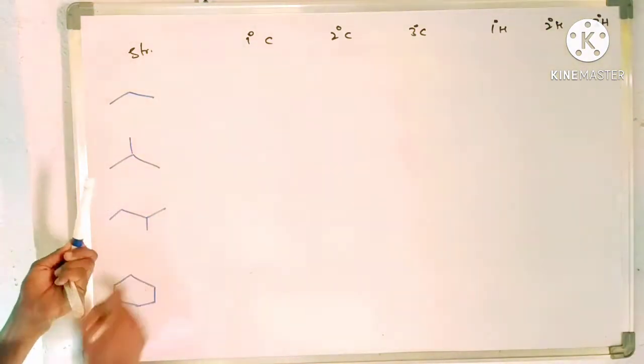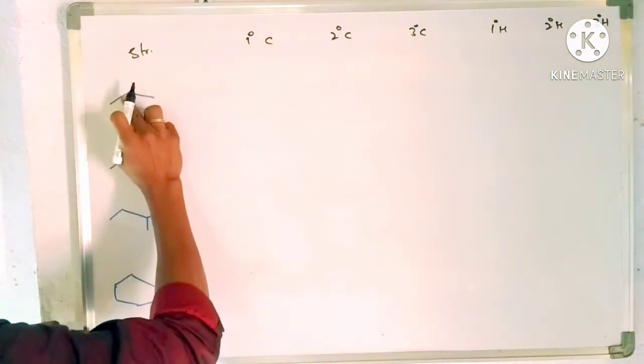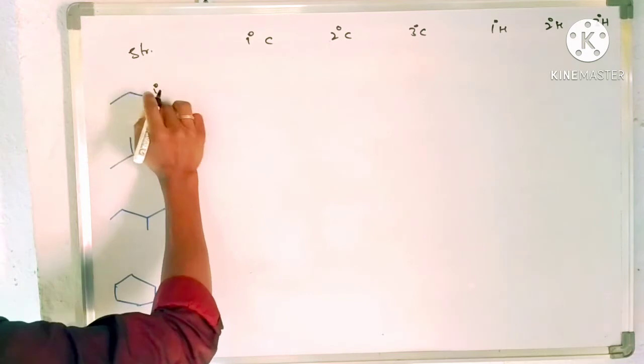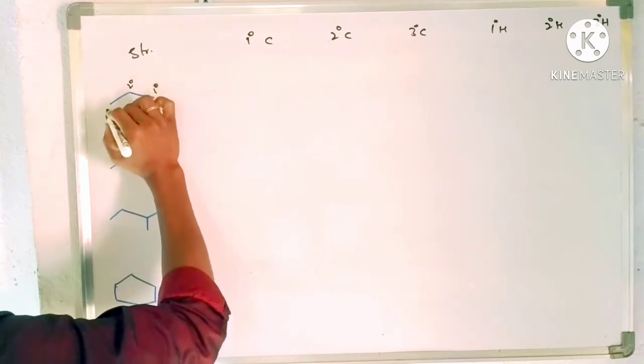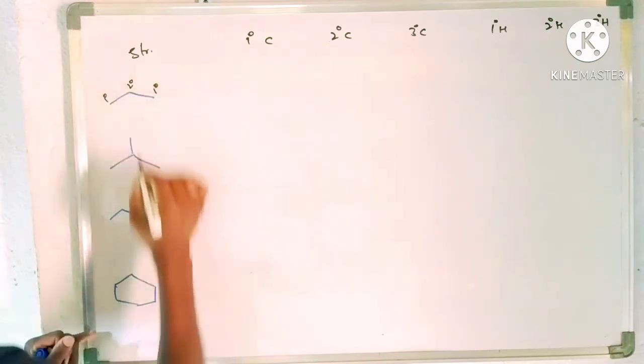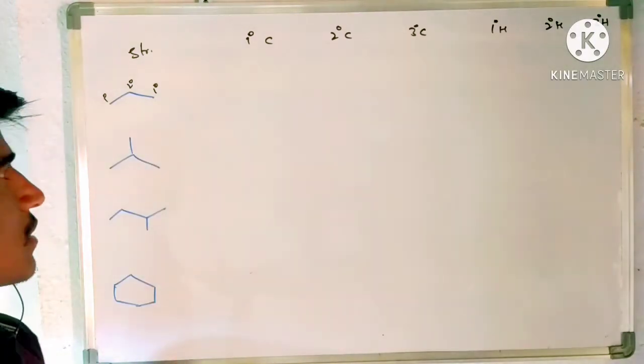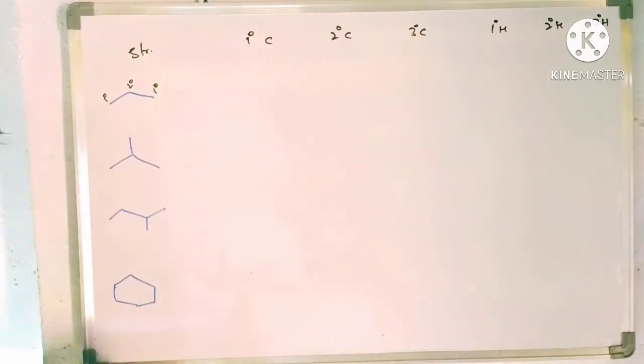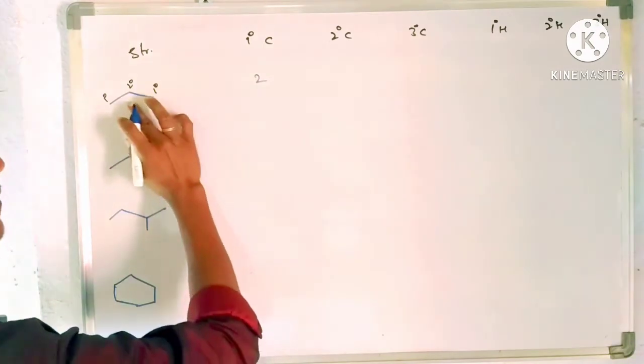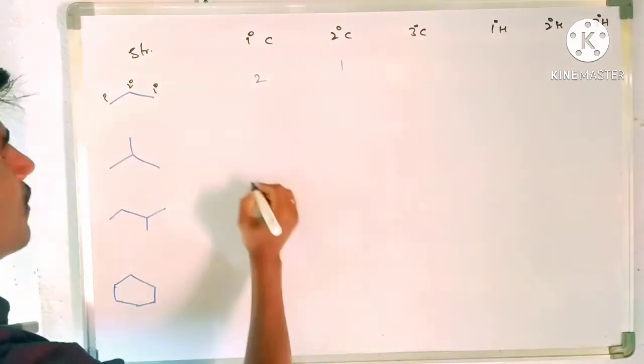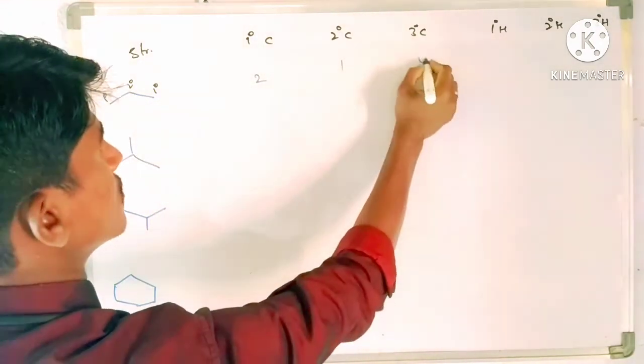Here this carbon is attached to only one carbon, so this is primary. This one is attached to two other carbons, so this is a secondary carbon. This is again a primary carbon. So how many primary carbons are there here? 1, 2. Two primary carbons. Secondary carbons are only 1. Tertiary carbons: 0.